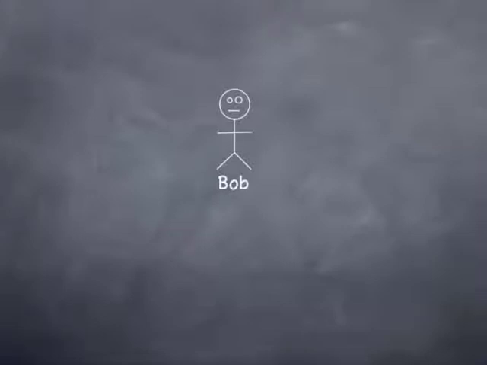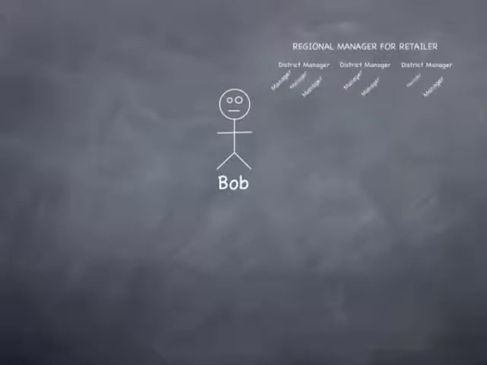This is the story of Bob and how Ivytalk organized his world. Meet Bob. Bob is a regional manager for a large national retailer. Bob has district managers who report to him, and they have store managers who report to them. Now, for most of his communications with his team, Bob finds that corporate email and company-issued cell phones work fine.